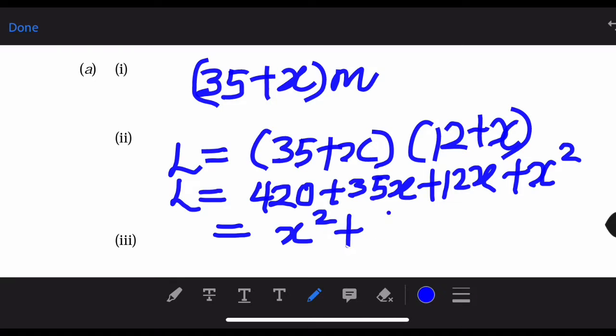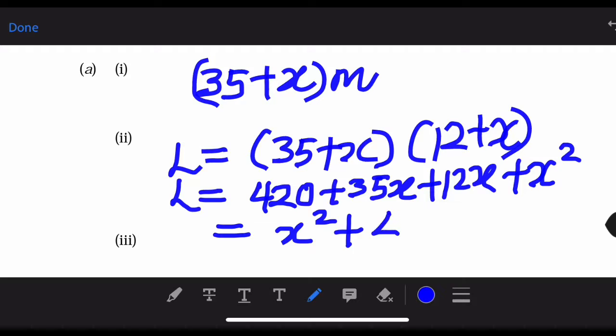Alright, so arc length KL. So the formula for arc length is theta over 360 times 2 times pi times the radius. Okay, the radius is actually given by the question. Arc length KL. So let's see, the radius should be, okay, that's KL in meter.